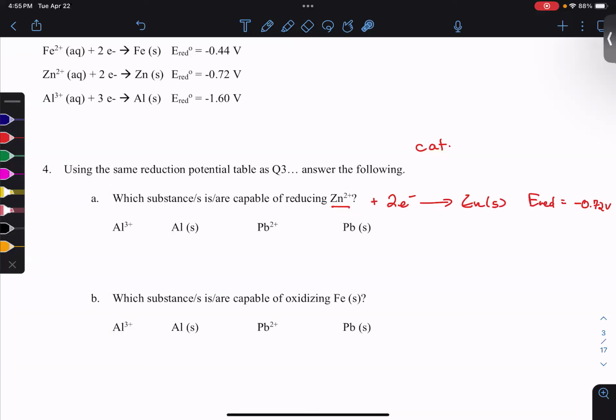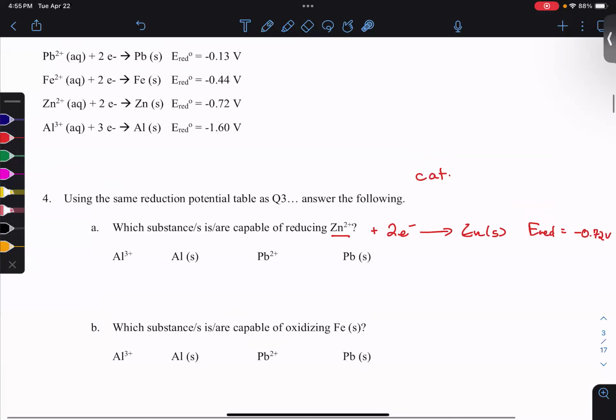So we are looking for which anode will produce a positive cell potential, because that means a spontaneous reaction. So if zinc is our cathode, which one of these things, aluminum or lead, has to be our anode to make this reaction spontaneous? Aluminum or lead? Aluminum's going to be our anode, right? Okay, but what substance is doing the reducing? It's the solid. Very good, because again, the reverse direction is oxidation.